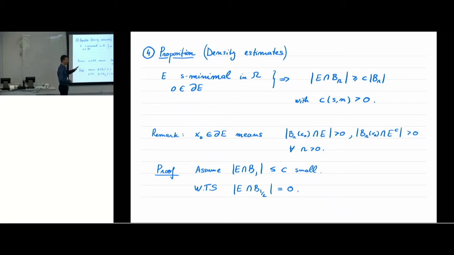Sorry, I want to say E doesn't intersect the ball of radius 1/2. So I want to say that if I have very tiny measure of E in B1, then definitely E cannot reach the origin. It is the same statement.